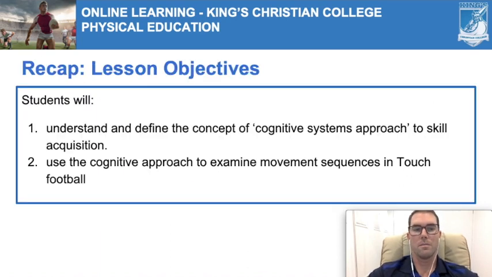So just to recap, we've understood and defined the concept of cognitive systems approach. This is where we're looking at a linear model. It's a step-by-step process in which a coach is able to first demonstrate and discuss, then allow the performer or the athlete to perform the skill, and then the coach will provide immediate feedback. You'll then, in your activity, need to go through this process and do this for 3 movement sequences in touch football.